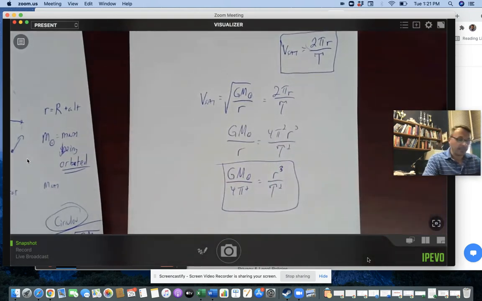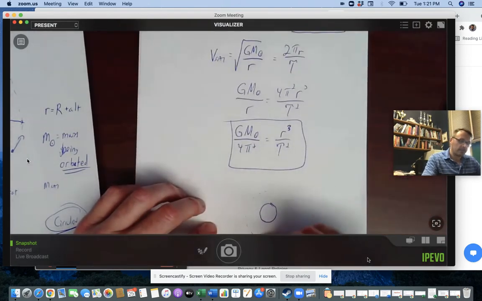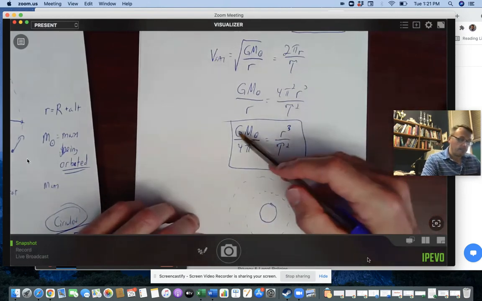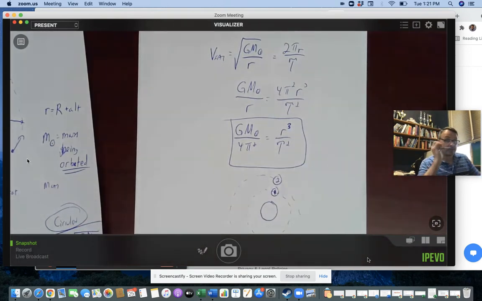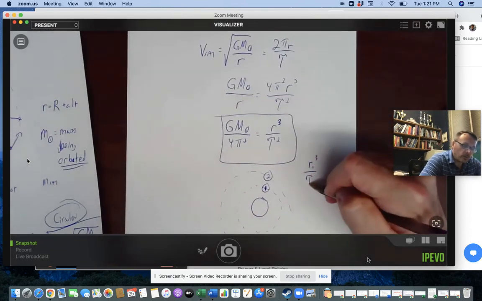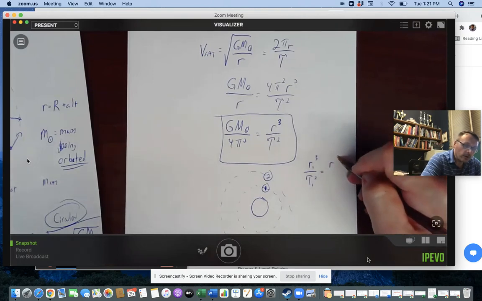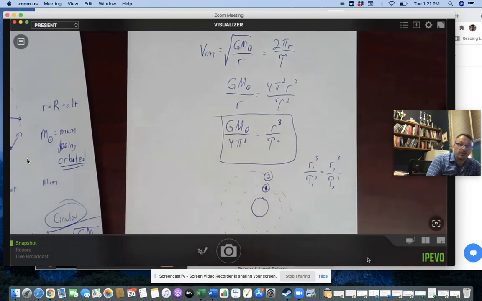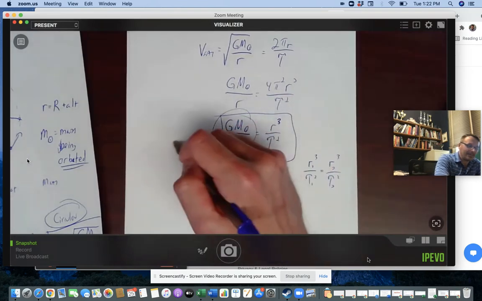So what does that say? That says that if I have multiple masses orbiting the same mass, this object, we'll call it object 1, and this object 2, that the ratio of r cubed 1 over period squared 1 has got to be the same thing as r cubed 2 over period squared 2, because if you notice, both these things have to be equal to big G, mass of the thing at the center, over 4 pi squared. This is a constant, right?